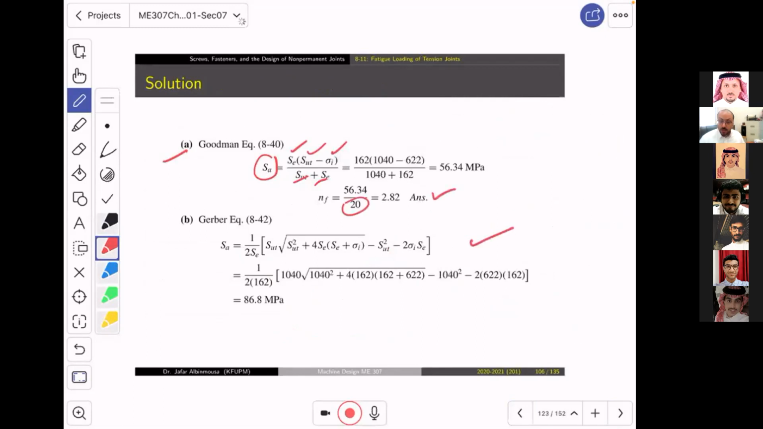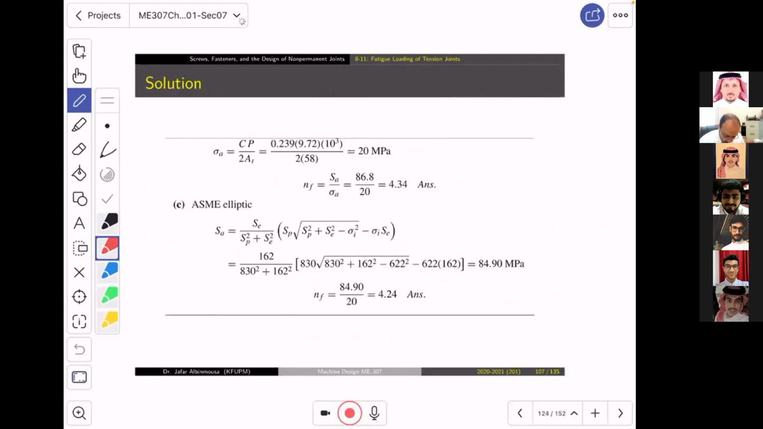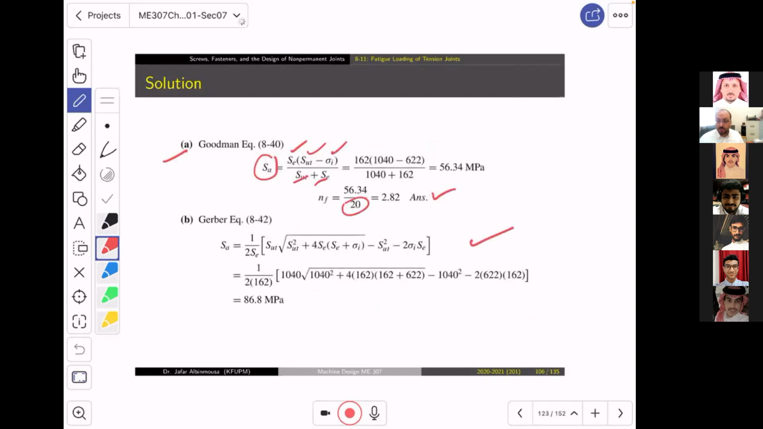You do the same with Gerber, and then you do the same with Azmi elliptic. Why is that? Yeah, this is it. I think, ya shabab, somehow it is calculated in the wrong way. Yani the presentation here has something coming first. So this is the factor of safety for the Azmi elliptic. This is for Gerber, and this one is here for Goodman.